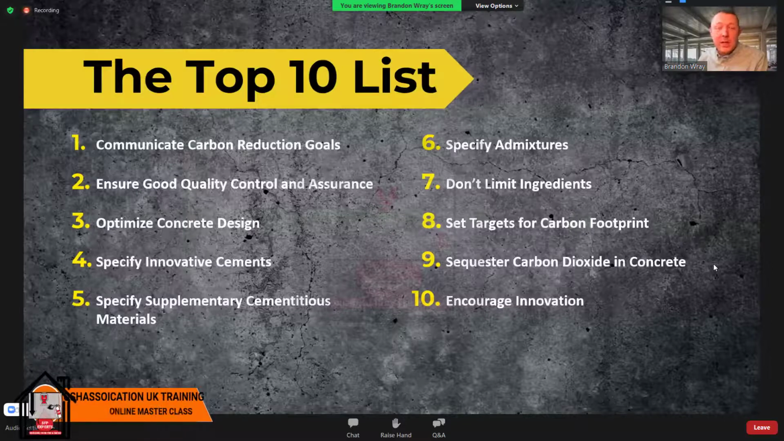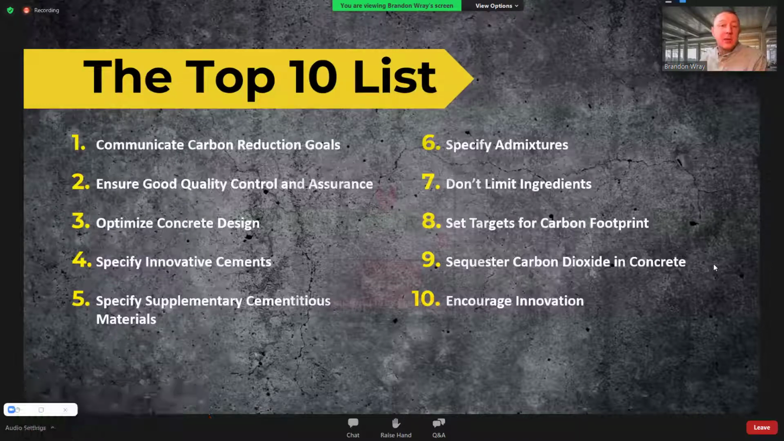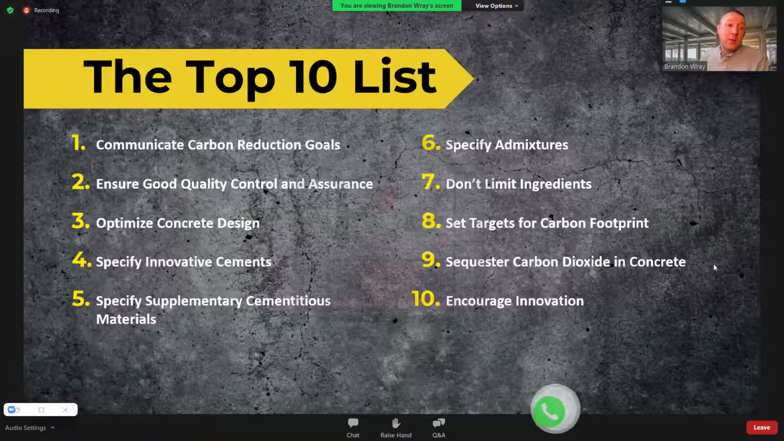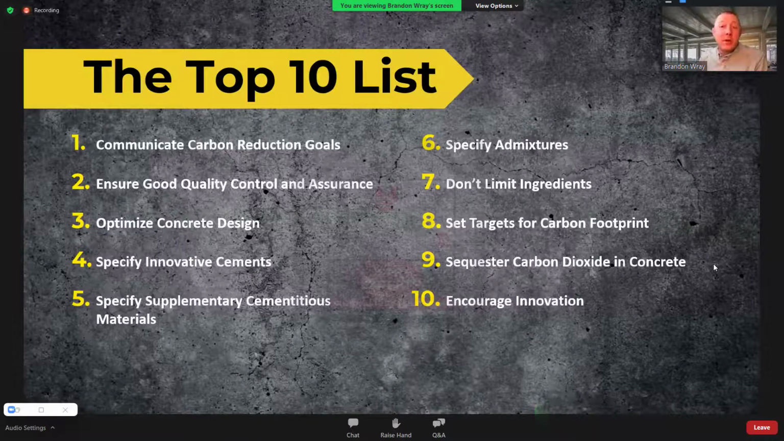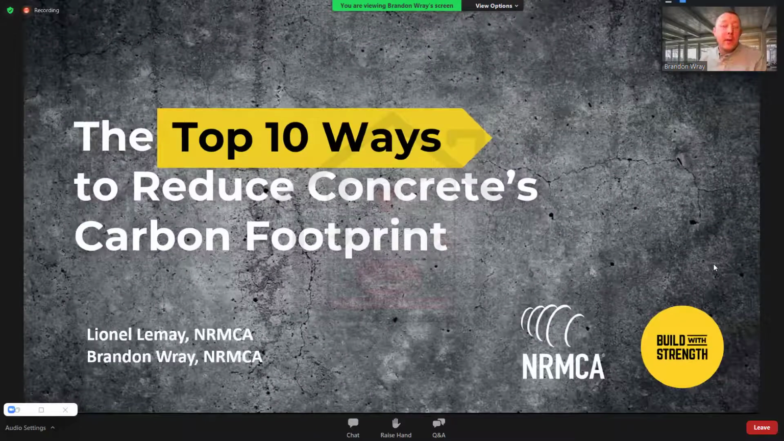Looking through our top 10 list here, these are basically strategies that you can implement now to help work towards our collective goal of reducing the carbon impact of the built environment. That concludes the top 10 ways to reduce concrete's carbon footprint. At this time, we would be happy to answer any questions should anyone have.